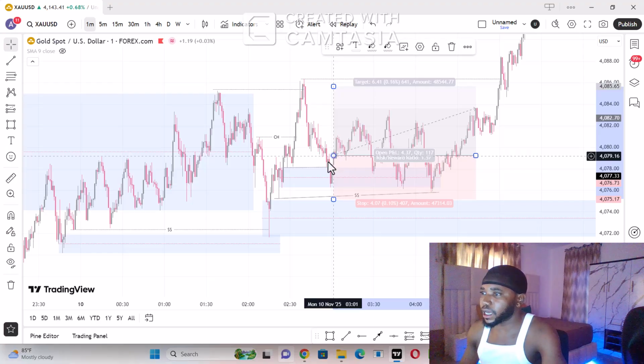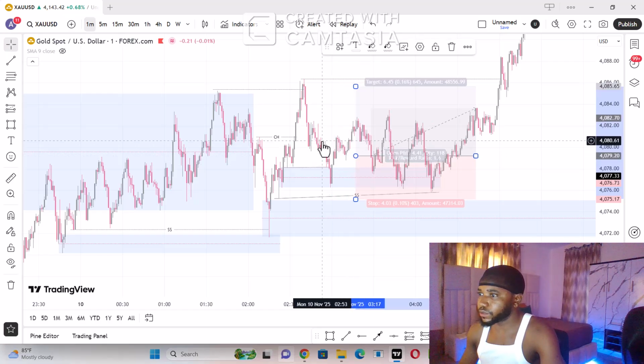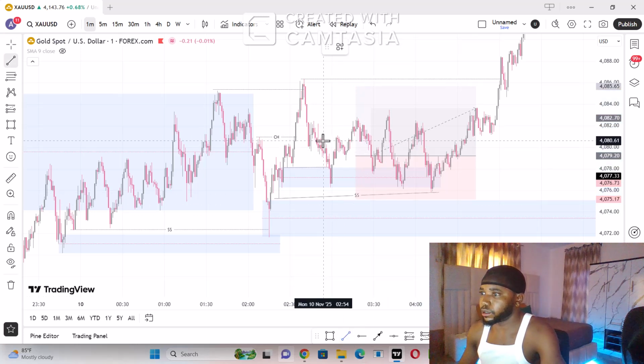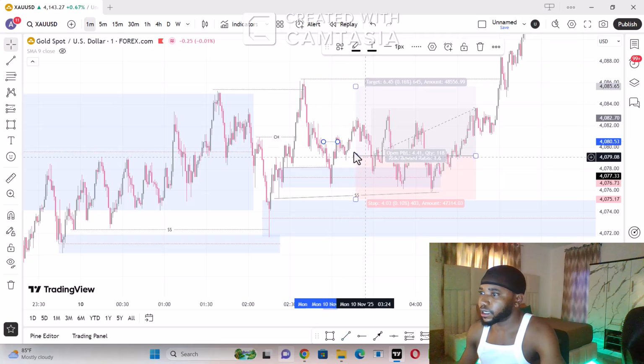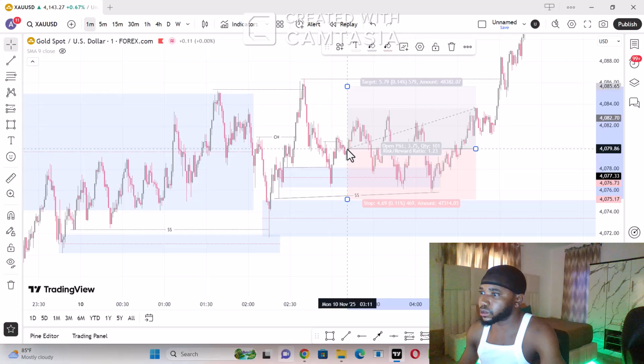Actually, no, because there's a market shift. Not even here. I waited for the market shift again because this is the last low. I waited for the market shift again right here, and then I entered after this second candle closed bullish, and I placed my stop loss.